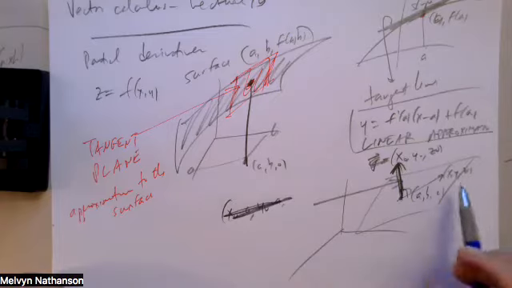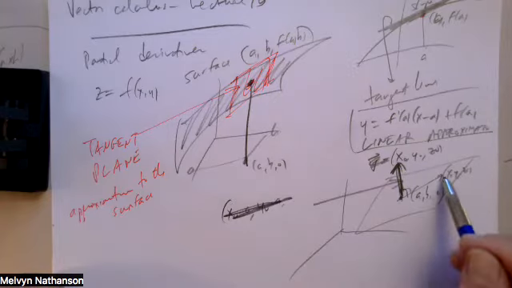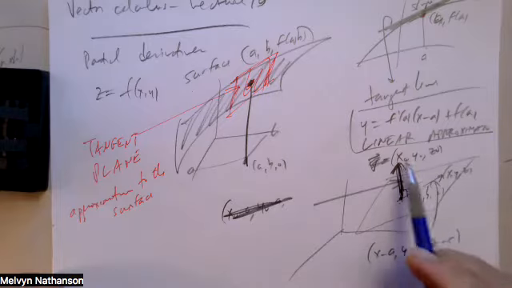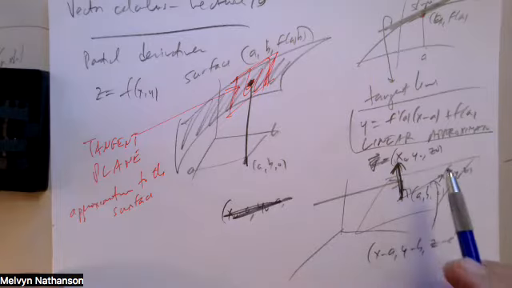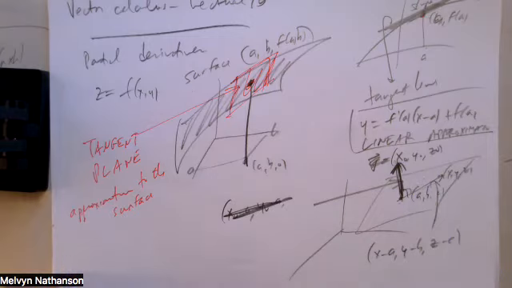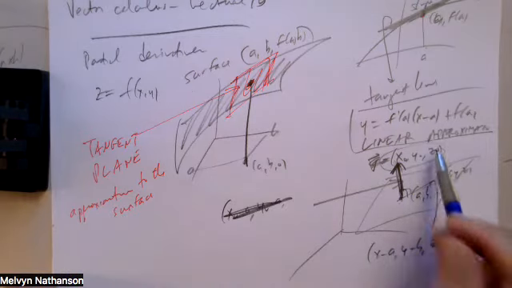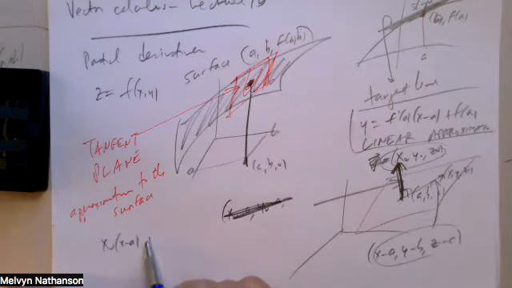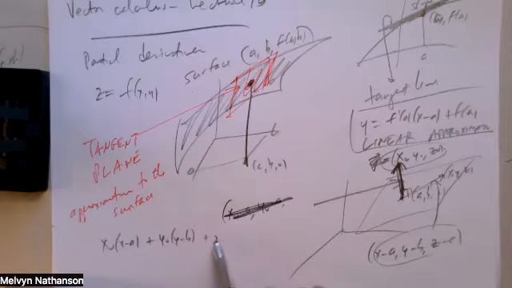And the vector from A, B, C to X, Y, Z has coordinates x minus a, y minus b, z minus c. And we want that to be perpendicular to this vector, which means the dot product is zero. So the dot product of this vector and this vector is x naught times x minus a, plus y naught times y minus b, plus z naught times z minus c. That has to equal zero.